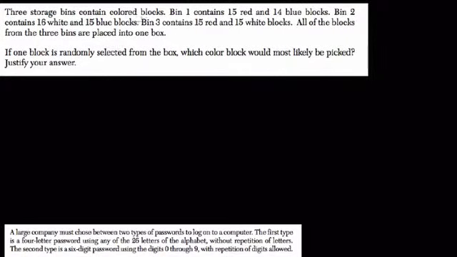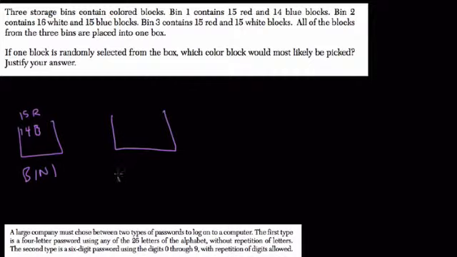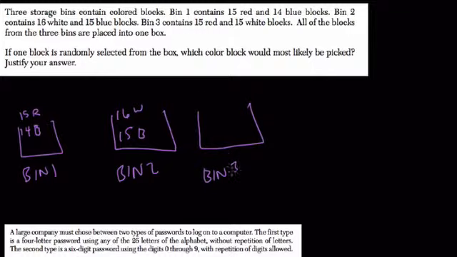Okay. Storage bins contain color blocks. Bin 1 contains 15 red and 14 blue. Bin 2, let's see what this is, contains 16 white and 15 blue. And bin 3 contains 15 red and 15 white. All the blocks from these bins are placed into one box. If one block is randomly selected, what color would be most likely to be picked? Excuse me. So we add them all up.